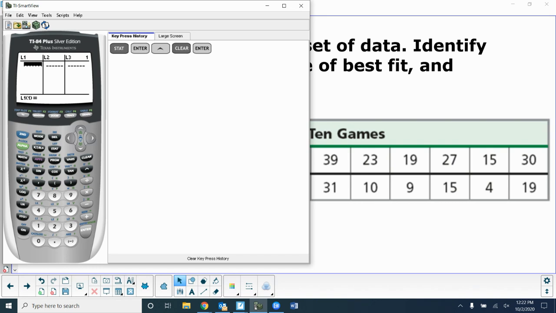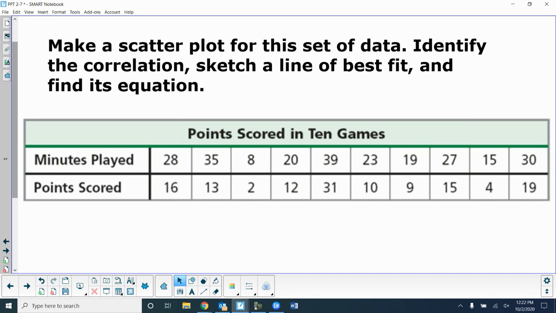So how do we get there? Stat, enter. You might want to write this down, but it's all in your book too, on pages 144 and 145, I believe. What you do now is put 28 enter, 35 enter, 8 enter, 20, and just put all those in after enter and it'll fill up L1. Once you get all 10 in, hit your right arrow key and it'll put you at the top of L2, and then put all of those in, the points scored.